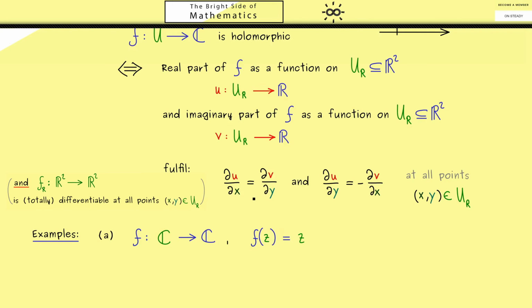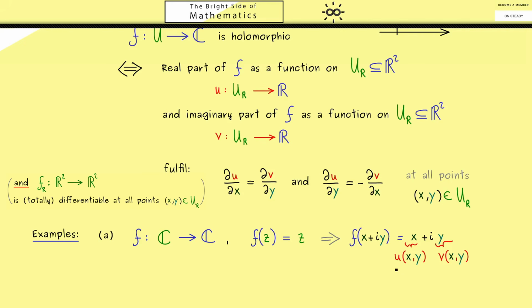Now, because we want to deal with the partial derivatives with respect to x and y, we have to write z as x plus iy. Hence we do this change on the left hand side and on the right hand side. And then you see, here the real part is our function u and the imaginary part is our function v. So you see, in this case, it's not complicated at all.